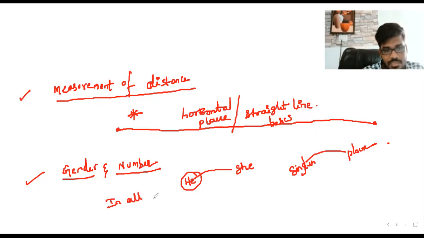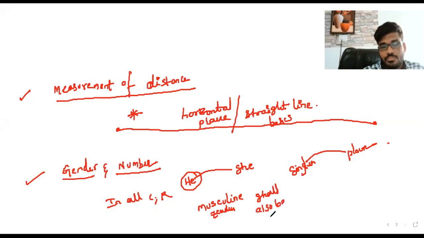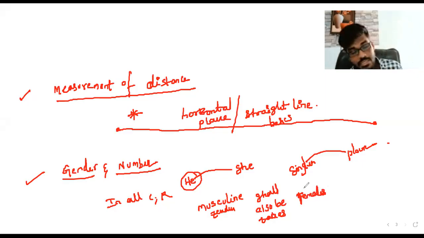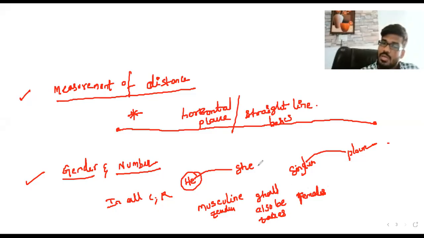In all central acts and regulations, any word which denotes masculine gender, meaning male gender, shall also be taken as including females also. Masculine gender means he includes she, male includes female also. This is one scenario. And also in all other central acts and regulations, singular shall include plural also, and vice versa. Plural includes singular and singular includes plural also. Clear?